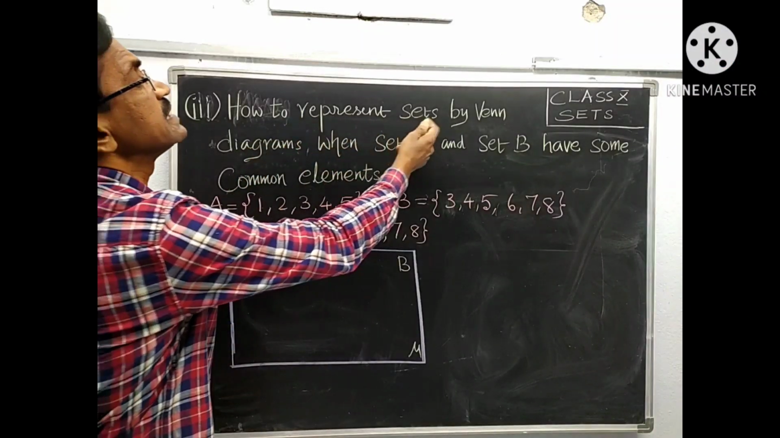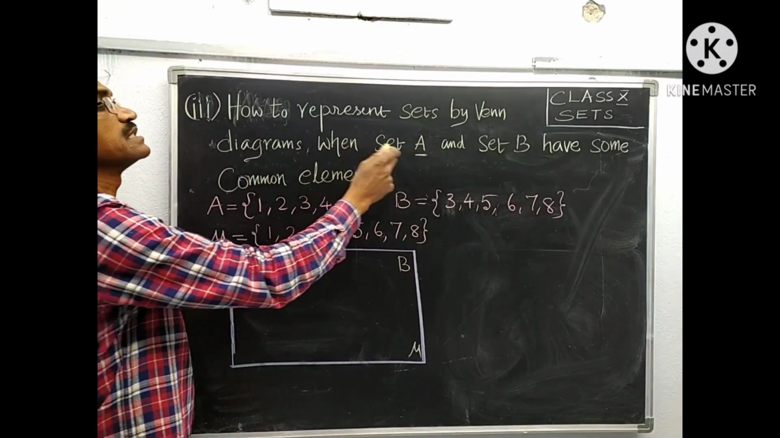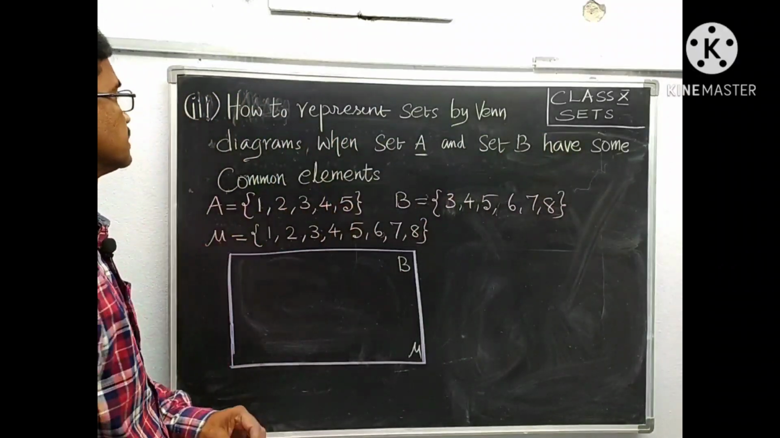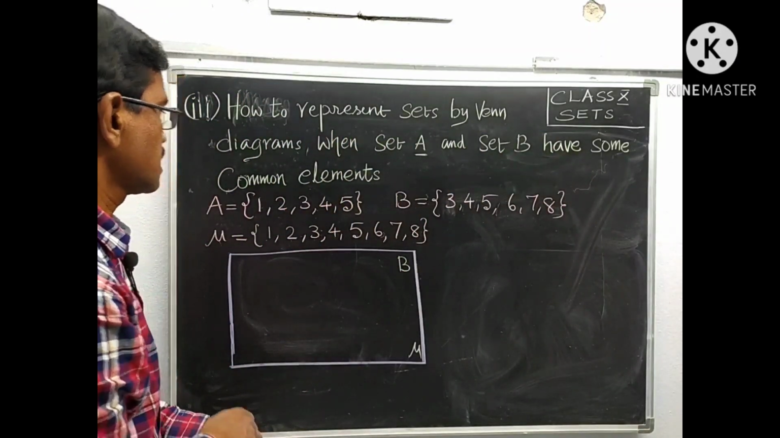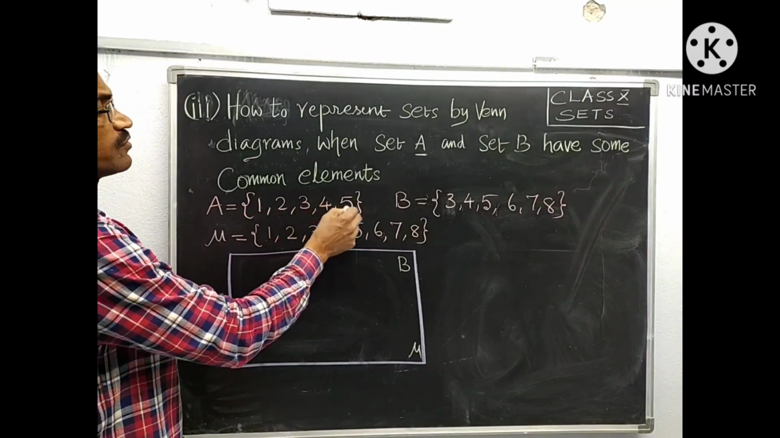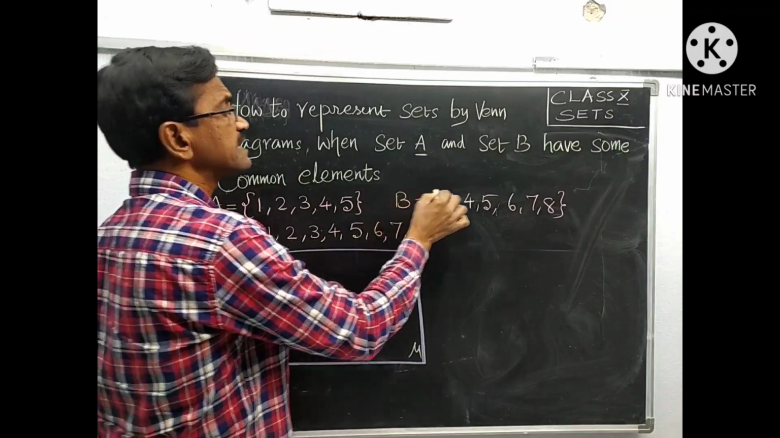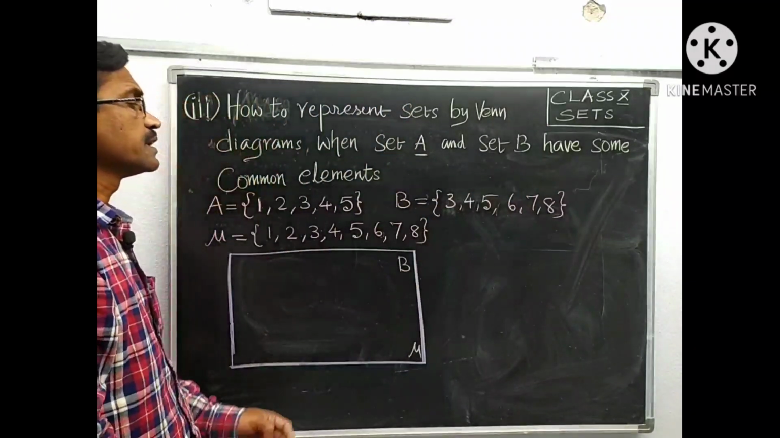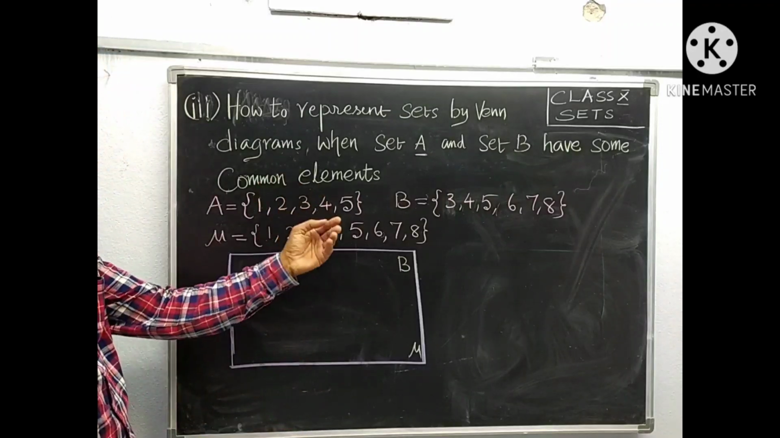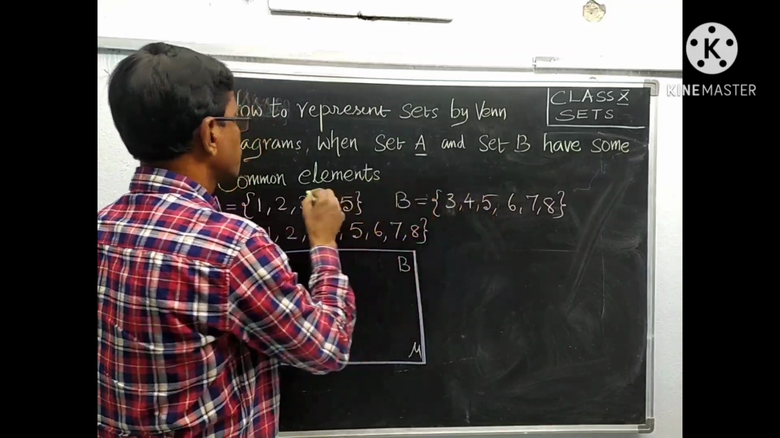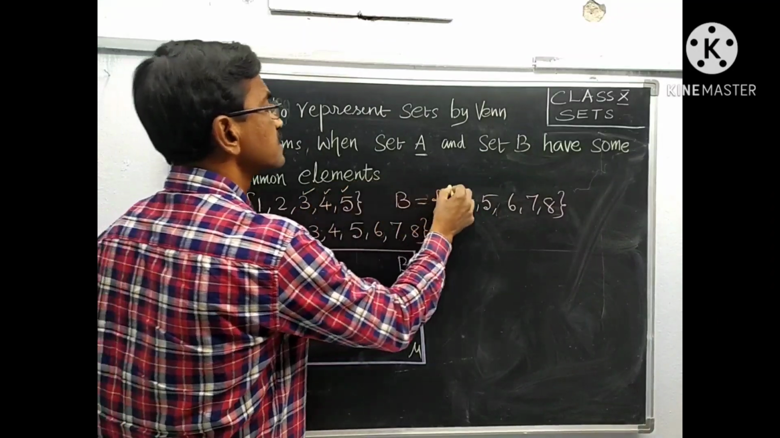How to represent sets by Venn diagrams when set A and set B have some common elements? This is the third situation. Set A contains 1, 2, 3, 4, 5. Set B contains 3, 4, 5, 6, 7, 8. Here some common elements are there in A and B: 3, 4, 5 are the common elements.